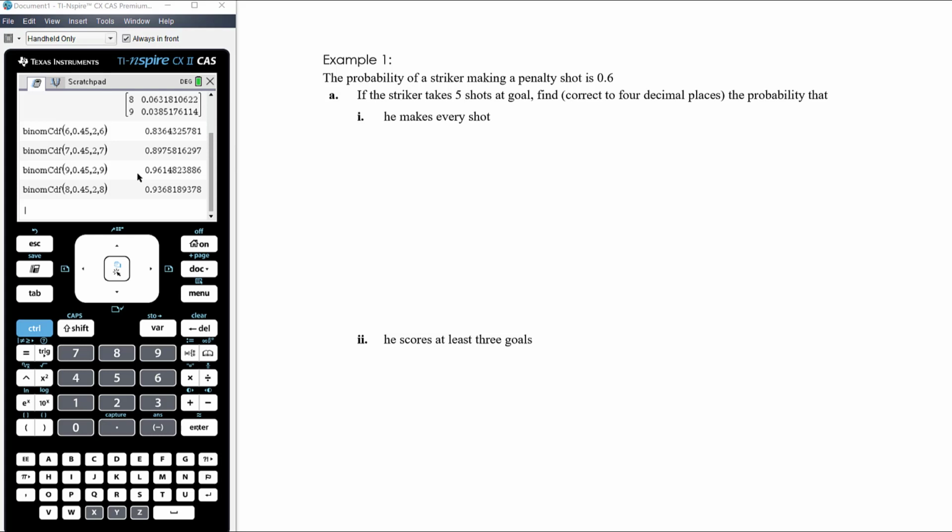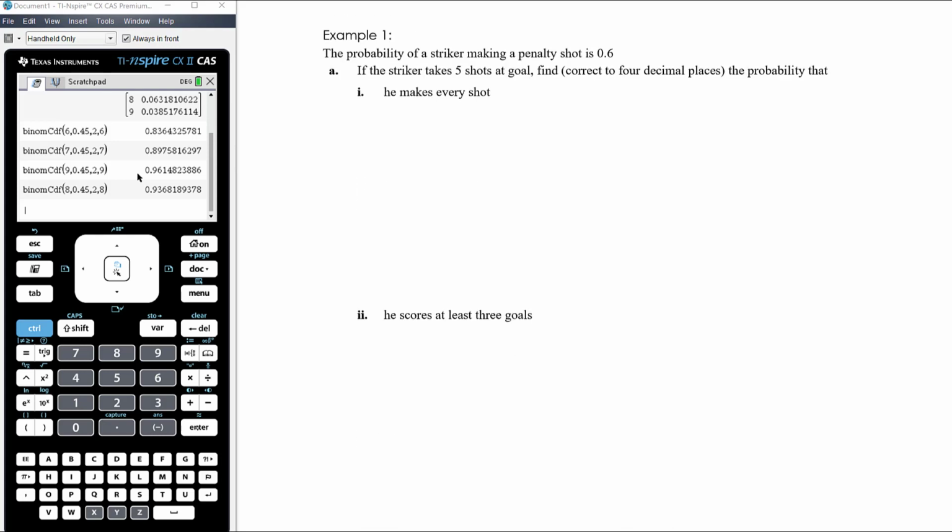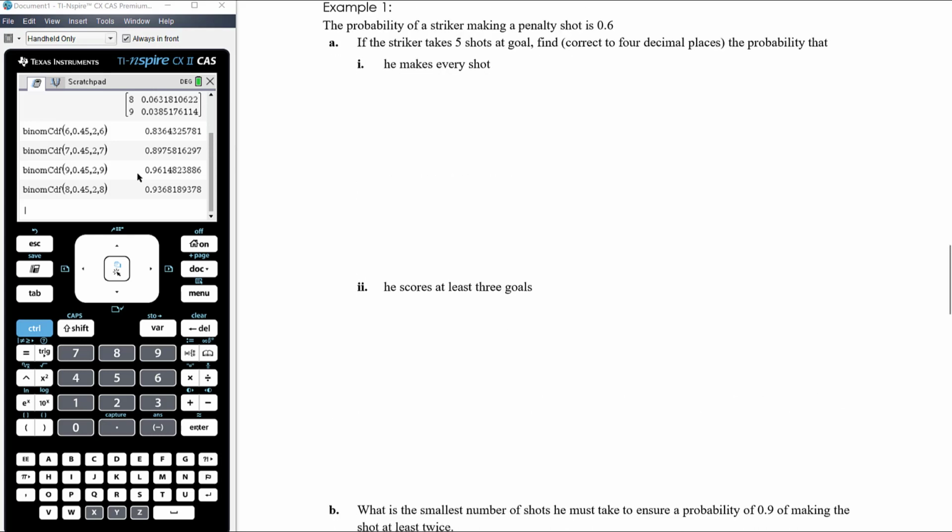So if the striker takes 5 shots at goal, find, correct to 4 decimal places, the probability that he makes every shot, he scores at least 3 goals, etc. Okay, so let's set this up here. Part A is slightly different to part B because the 5 shots at goal is only in part A. Let's set up our probability situation.